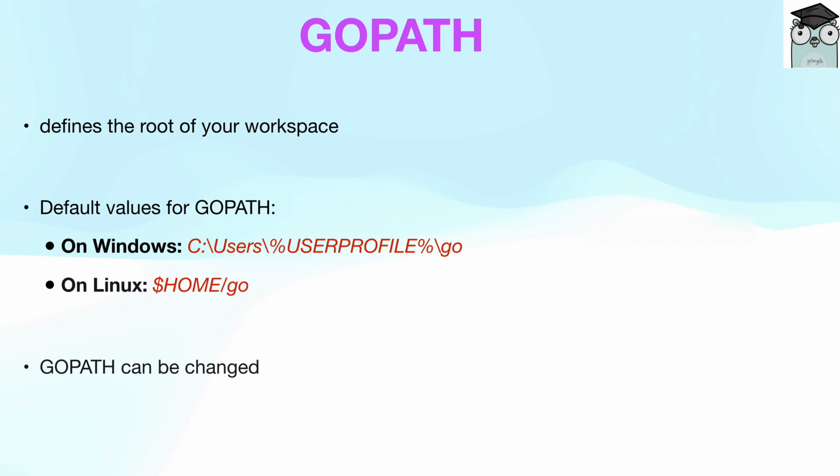For example, on Windows, the default GOPATH will be c:/users/user profile/go. On Linux, the default GOPATH will be home/go. However, you can use another directory as your workspace by configuring GOPATH for different scopes.